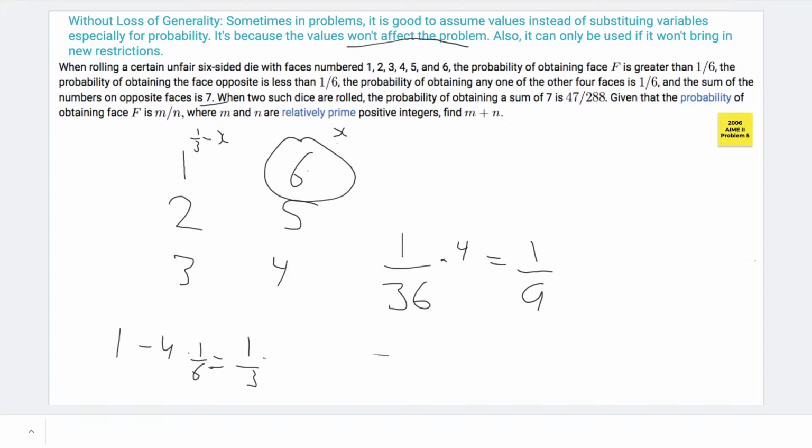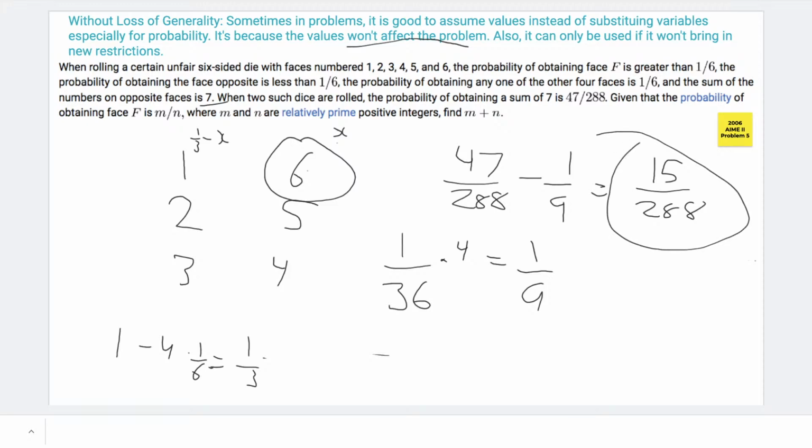And now you subtract this from the total probability, which is 47 over 288. 47 over 288 minus 1 over 9. And after this, if you compute this with the LCM, you have 15 over 288. And then this reduces to 5 over 96. This means the probability of getting a 1 and a 6 will be 5 over 96.